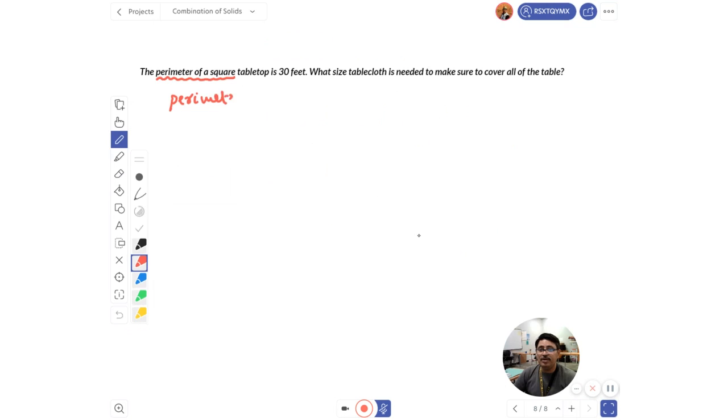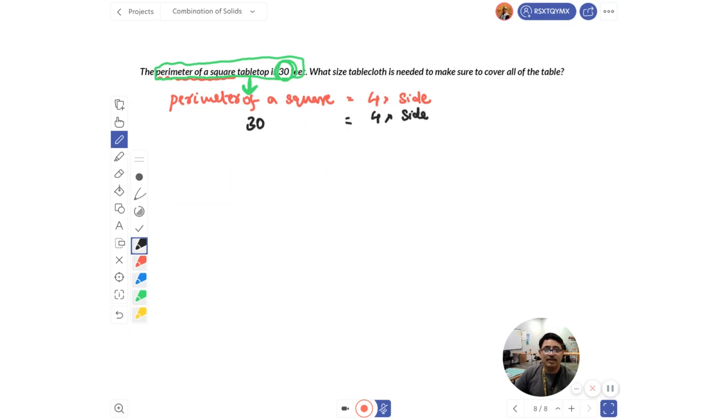So perimeter of a square equals 4 times side. In fact, we have to memorize all these rules. It is 4 times side. Now, please notice that perimeter of a square is given as 30 feet. This value is to be plugged in here. Therefore, 30 equals 4 times side. Now it's easy. You know how to isolate side.